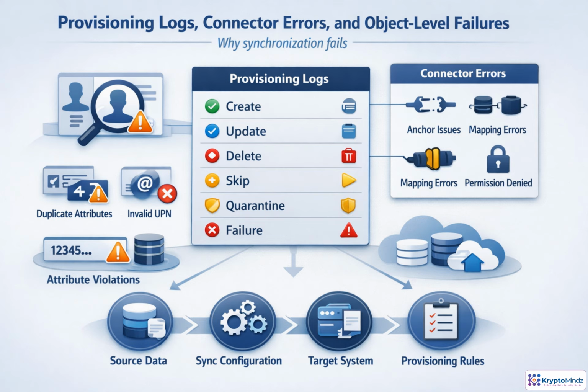A duplicate proxy address, invalid UPN suffix, overlong attribute, or filtered scope points to source data or sync rules. Anchor, join, mapping, or permission errors point to connector configuration. Classify the failure as source data, sync configuration, target constraint, or app provisioning rule. Then fix it and add validation to prevent recurrence.